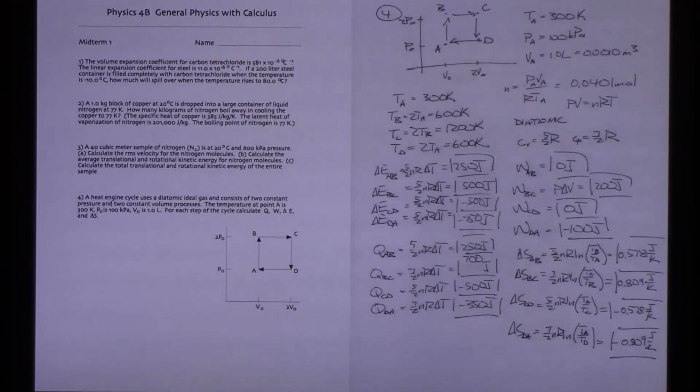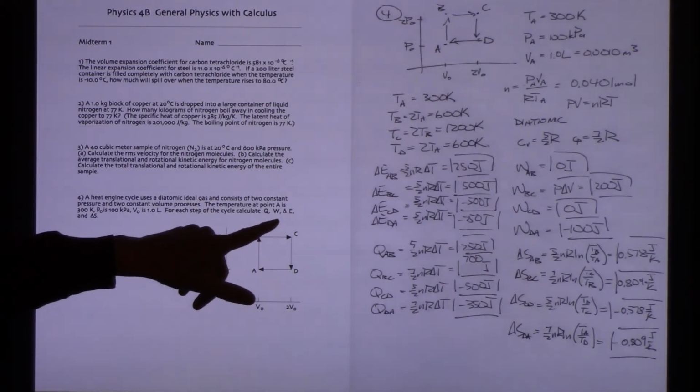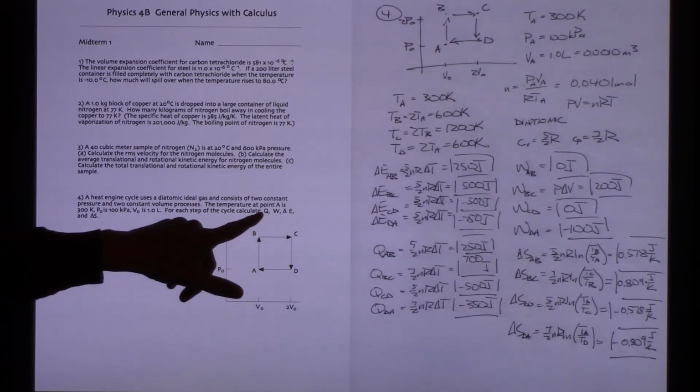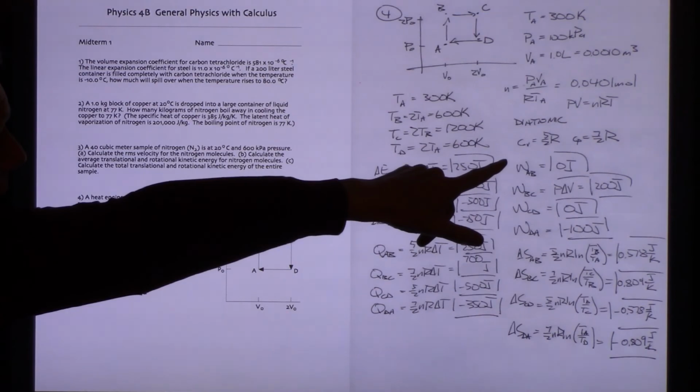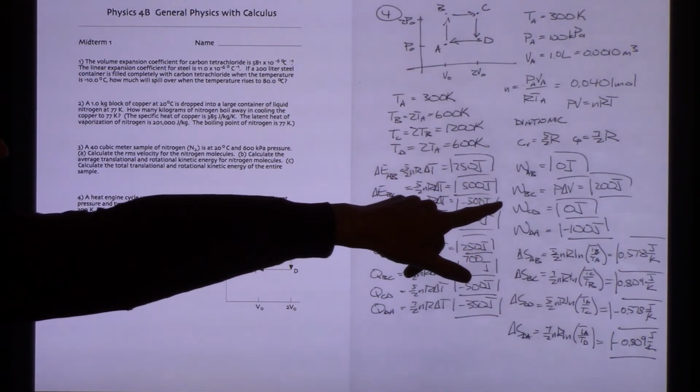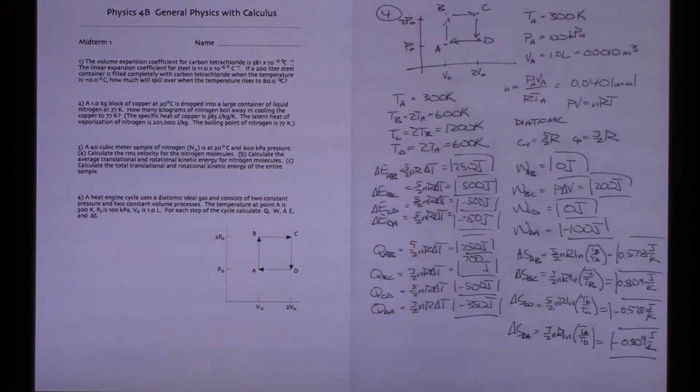Now, the next item I tend to look at, I guess, is work. I tend to leave heat for later. It doesn't make a big deal on this problem, but as far as work, with the constant volume process, A to B and C to D, there's no area under that curve. We know that if there's no compression and no expansion taking place, the work is going to be zero. So those are easy enough to write down as zero.